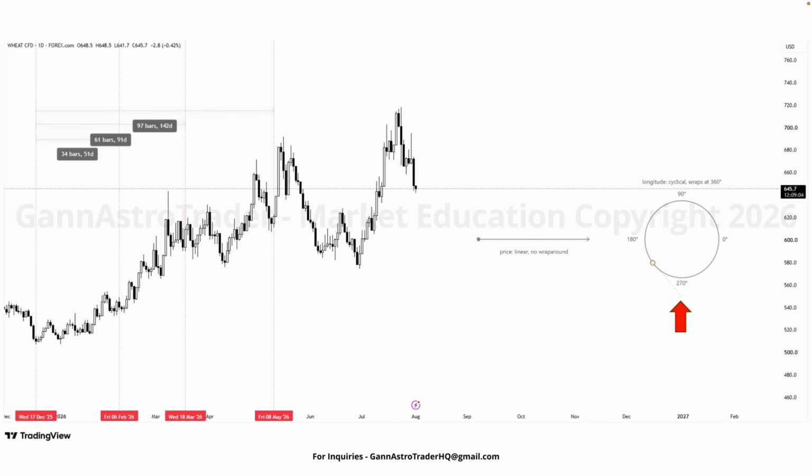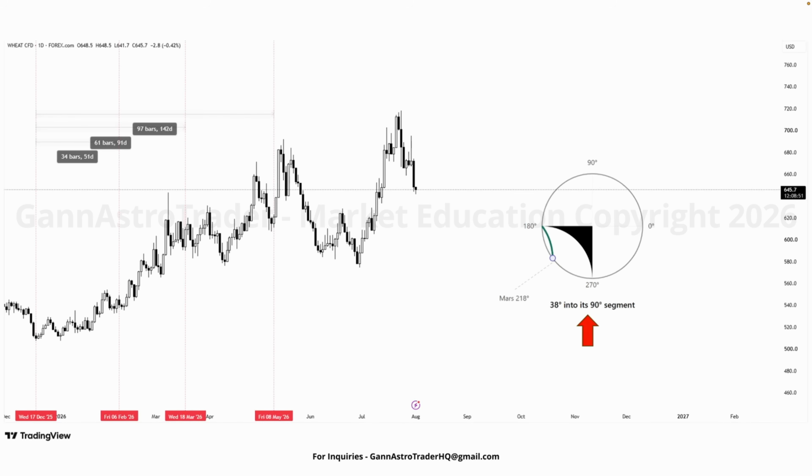At first glance, it seems simple. Suppose Mars is positioned at 218 degrees. Should we simply locate 218 on the square of 9? Not quite. Unlike price, planetary longitude is cyclical. Every planet eventually completes a full revolution and begins the cycle again. That means we need to account for its repeating nature before using it.